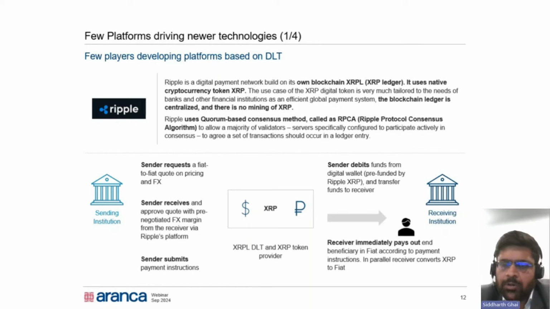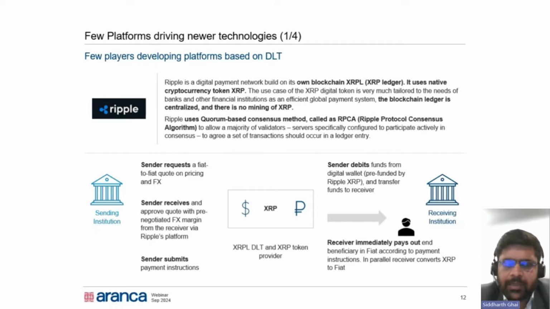So here the Ripple also provides its own blockchain, as I mentioned. So the blockchain provided by Ripple is a quorum-based consensus method, and it is a very robust blockchain that is used for financial transactions, wherein it allows a majority of validator servers, specifically configured, to participate actively in consensus to agree a set of transactions should occur in a ledger entry. So this is how the consensus is made while the transaction is written upon the ledger. So this is how Ripple as a platform works.